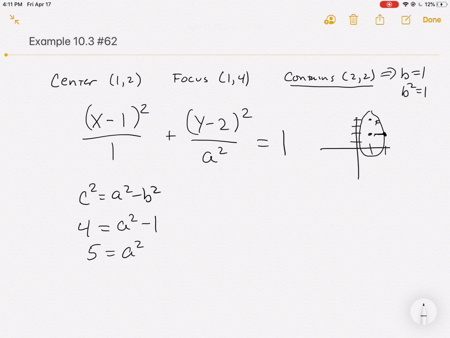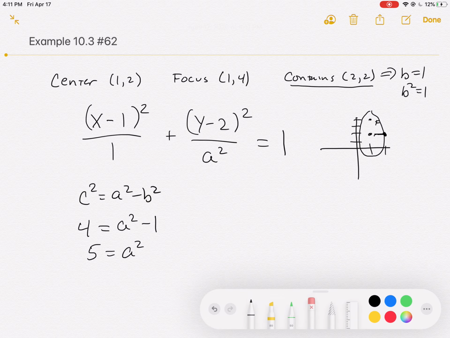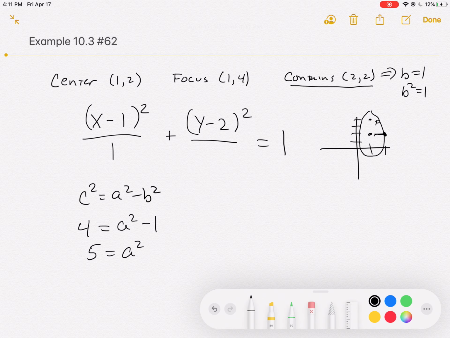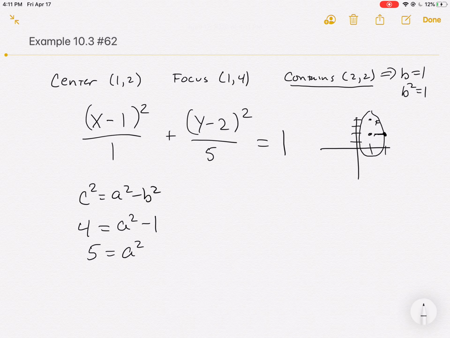And so what's the equation of the ellipse? Well, let's just come in here. And remember, we could care less what a is because we're after the equation. We are happy to know a squared, and it looks just like that.